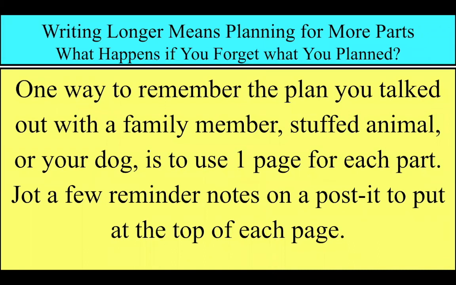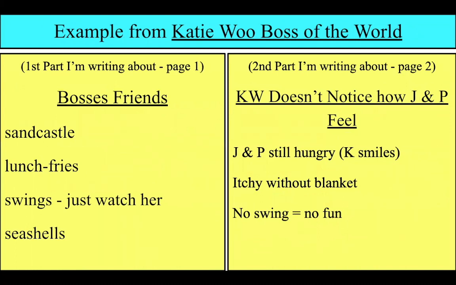Writing longer means planning more parts. But what happens if you forget what you planned? One way to remember the plan you talked out with a family member, stuffed animal, or your dog is to use one page for each part. Jot a few reminder notes on a Post-it to put at the top of each page. I'm going to be using an example from Katie Woo, Boss of the World. Now, the yellow boxes you see are actually my little fake Post-it notes. I thought of 3 different parts, so I'm going to have 3 different pages with a little yellow Post-it note at the top of each page to help me remember.